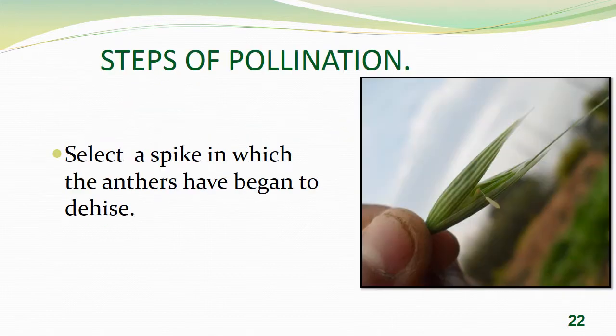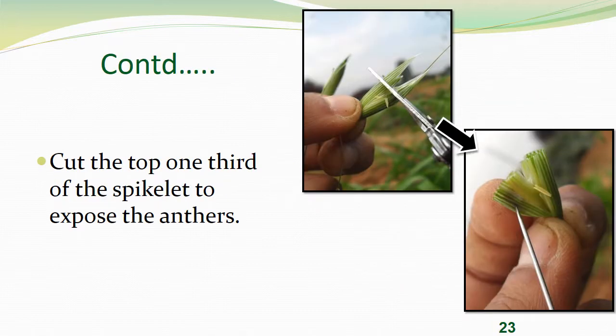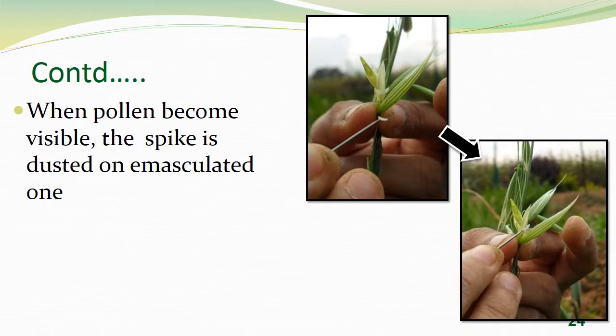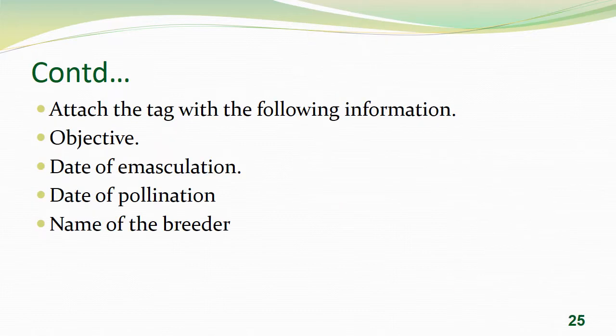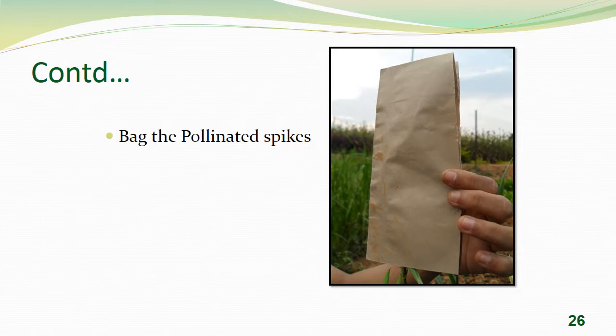Steps in pollination. First, select a spike in which the anthers have begun to dehisce. Cut the top 1/3 of the spikelet to expose the anthers like this with the help of scissors. When pollen becomes visible, the spike is dusted on the emasculated one. Attach the tag with the following information: the objective of crossing, date of emasculation, date of pollination, and who has done it, either a breeder or worker. Bag the pollinated spikes. This should be covered with a pin.